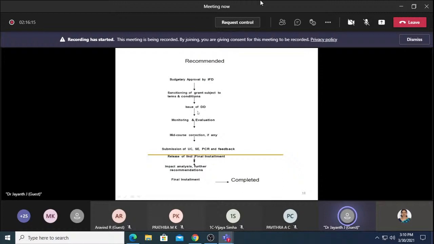Now, afterwards, they will issue a DD. Now they are not issuing a DD. They are fulfilling it with RTGS, and you need to open a PFMS account. That's the Public Finance Management System, which will be taught in the accounts sections. Afterwards, your work will be monitored and evaluated. Every 6 months, you need to send your progress report. What is the work you have done?